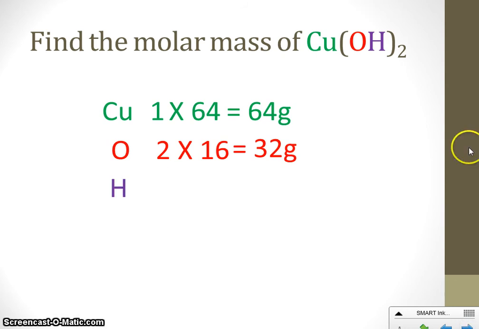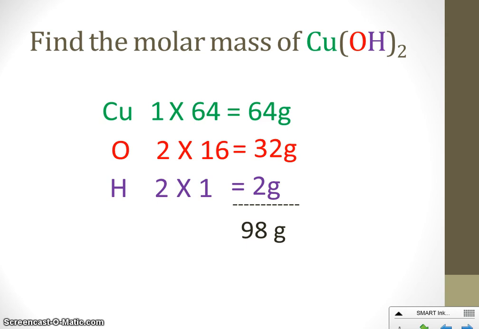Hydrogen is the last one. Again, 2 times 1 will give you 2 hydrogens, each one having a mass of 1 gram. That means hydrogen is contributing a total of 2. And to get the total overall mass, you are going to add them up, and that gives you 98 grams.